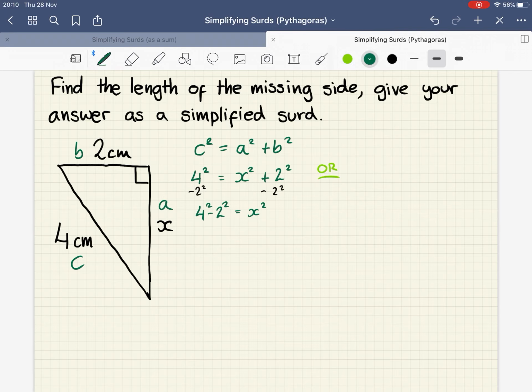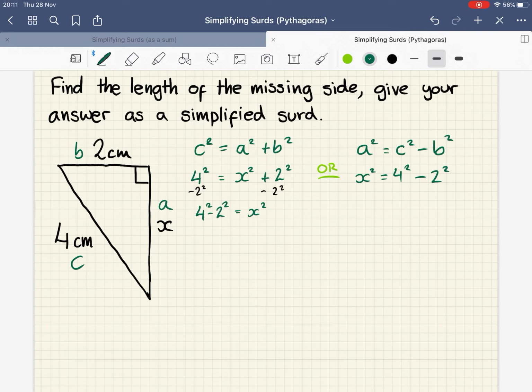Or our alternative is when we know the long side and we're looking for a short side, memorize A squared equals C squared, take away B squared. And it is really important that it must have C at the front with that takeaway. That is necessary in order for this to work. And again, our A, that's going to be x squared. Our C squared is 4 squared. Take away our 2 squared.